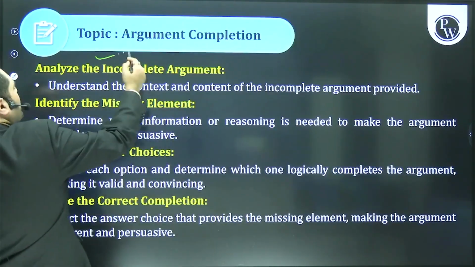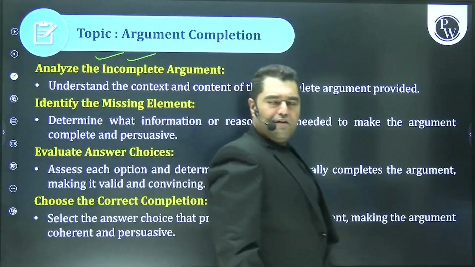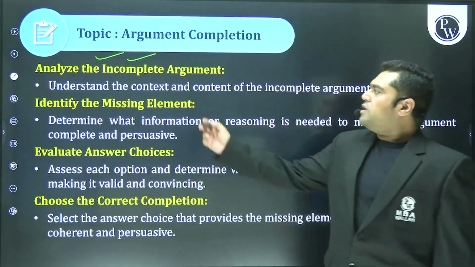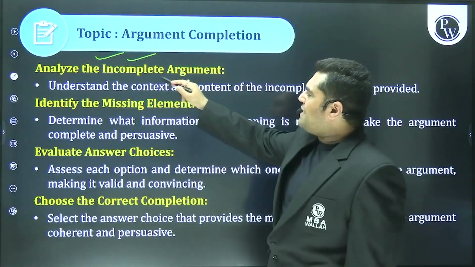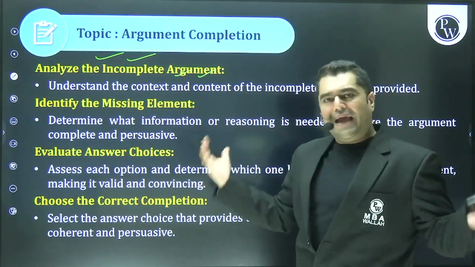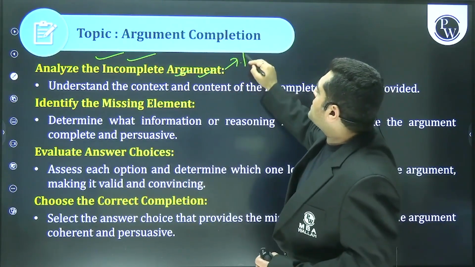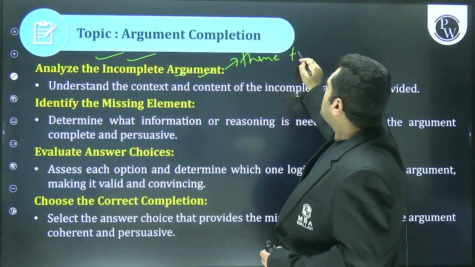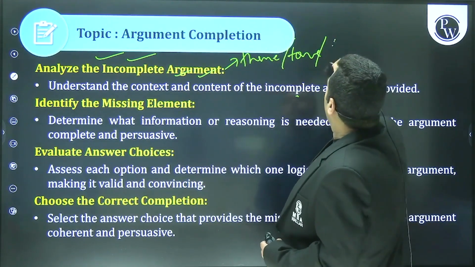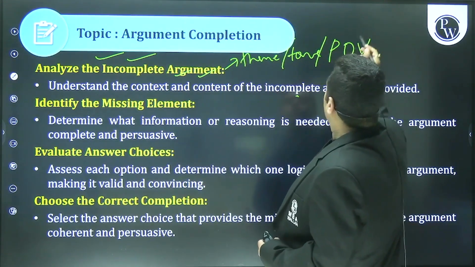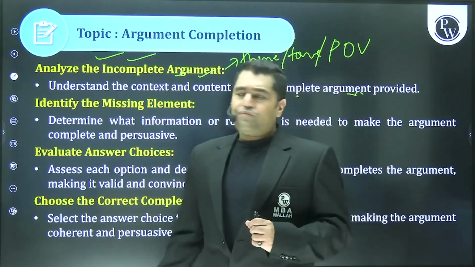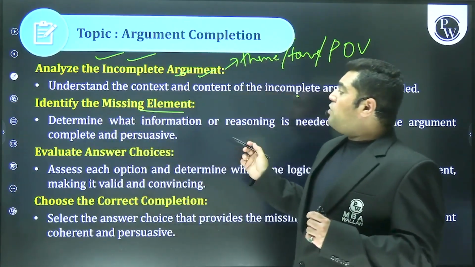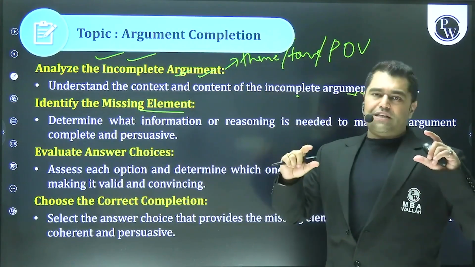Let's also quickly look at the argument completion pattern and format. Very simple. First of all, understand what the incomplete argument says. What is the theme? What is the tone? What is the author's point of view? What is the author talking all about? Now identify the missing element. So the last sentence is missing.